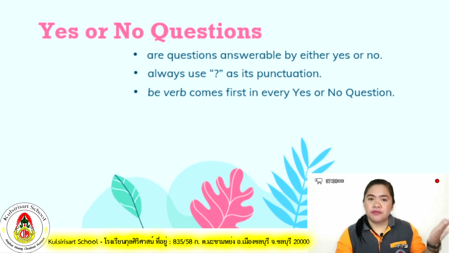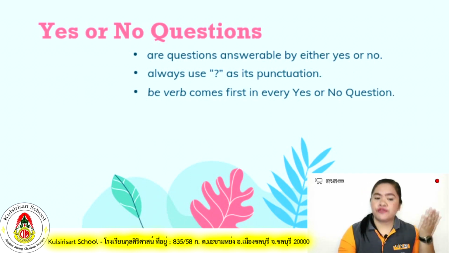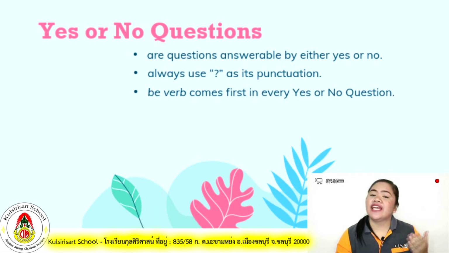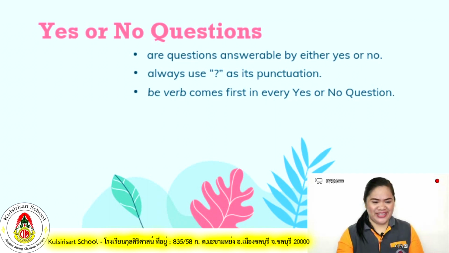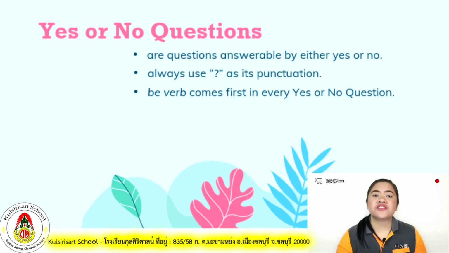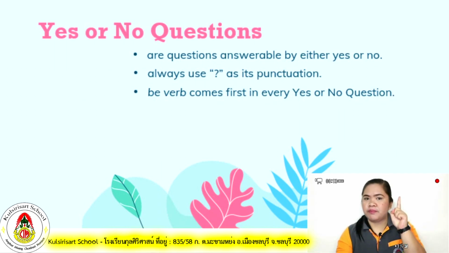Everybody read. Be verb comes first in every yes or no question. Remember, be verb. What are the be verbs again? Is, am, are, or is, are, am. And they come first. Okay? Remember, be verb comes first.